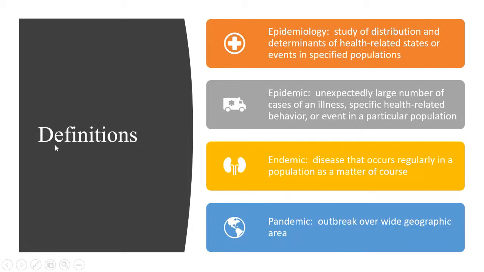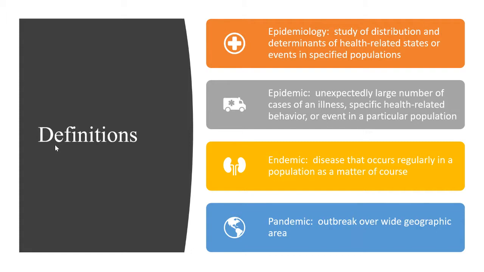Other definitions you need to be familiar with. Again, epidemiology is the study of the distribution and determinants of health-related states or events in a specified population. Essentially, that's the study of disease in a population. An epidemic is an unexpectedly large number of cases of an illness, specific health-related behavior, or event in a particular population. An endemic is a disease that occurs regularly in a population as a matter of course.